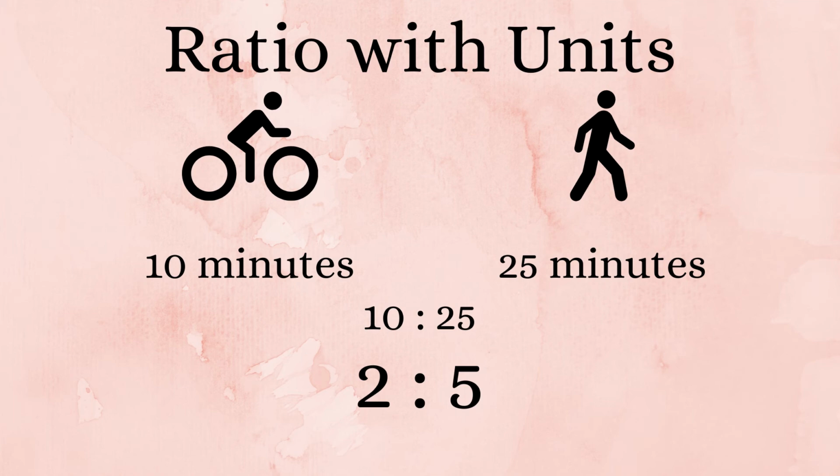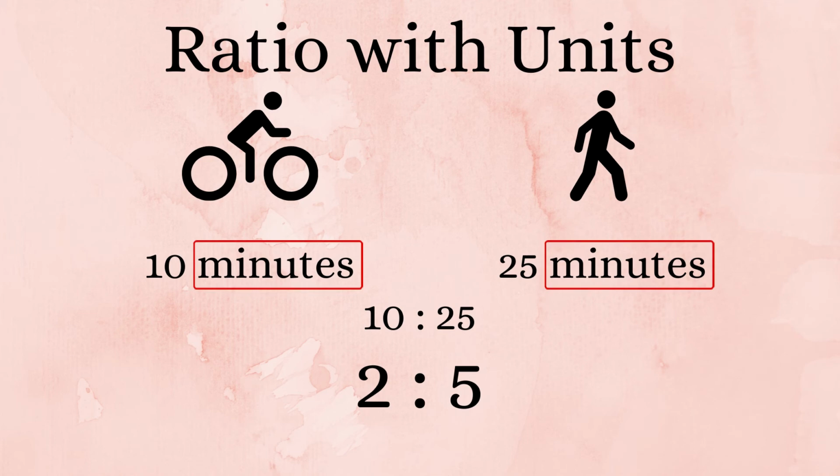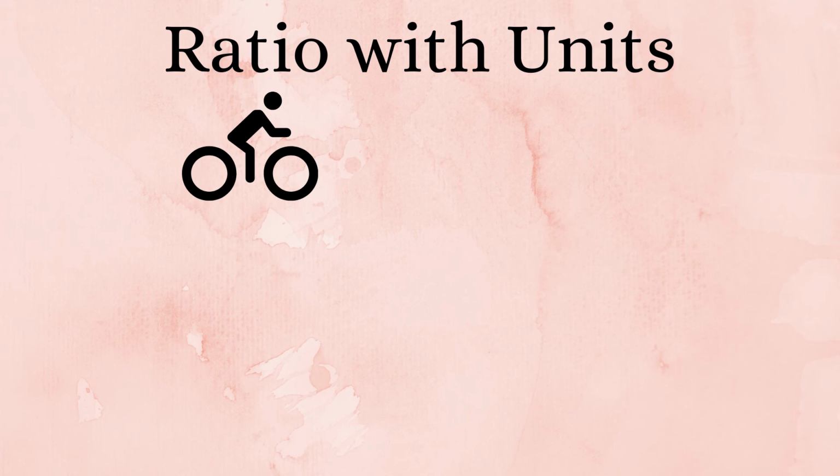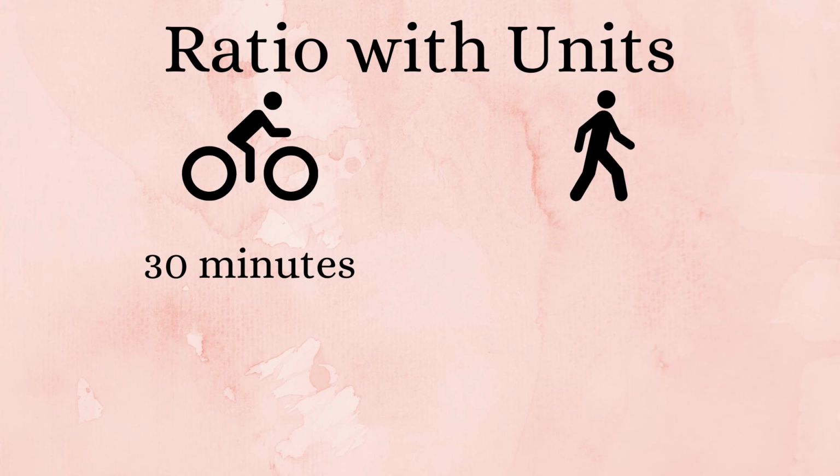In the examples that we discussed, we need to understand that the units of measurement need to be the same. Now let's see what happens if they are different. Let us say that cycling from your home to the library takes 30 minutes and walking the same distance takes 1 hour. What is the ratio?